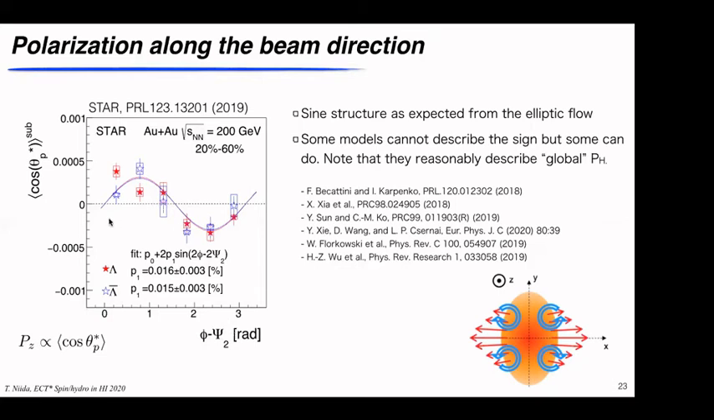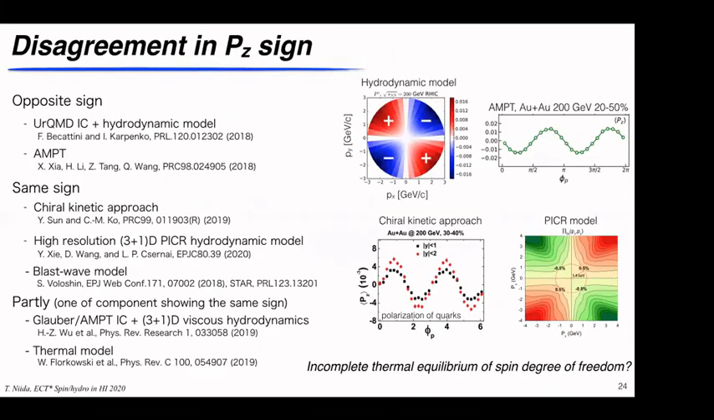As you can see, this data shows this sine structure, which is consistent with the expectation from the elliptic flow. But as we know, many models actually cannot describe this sign, though some of them can. Please note that most or all models can reasonably describe the global polarization, but not this polarization. And here I listed several works by our colleagues.